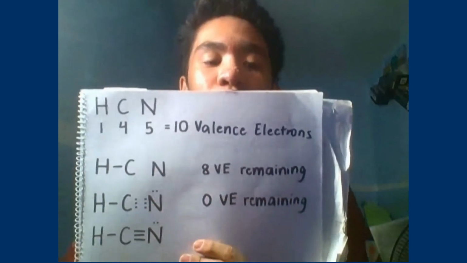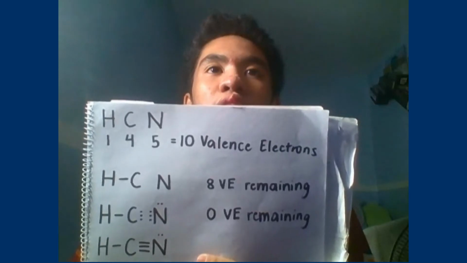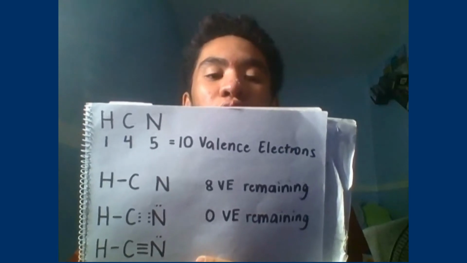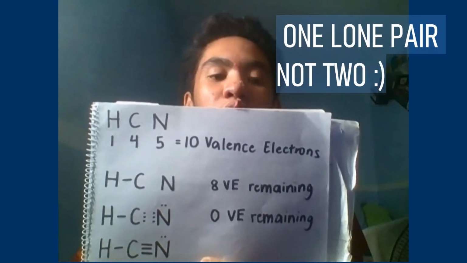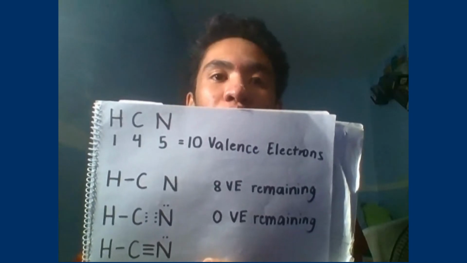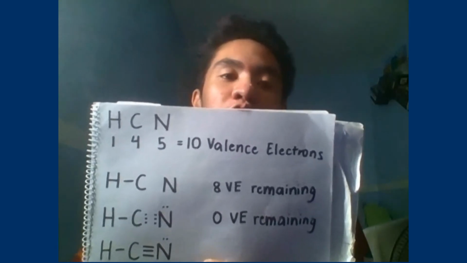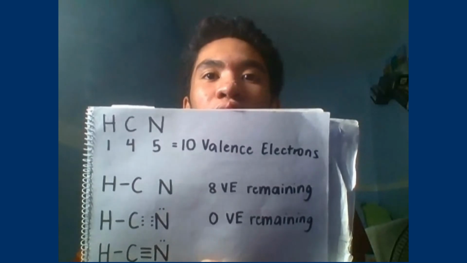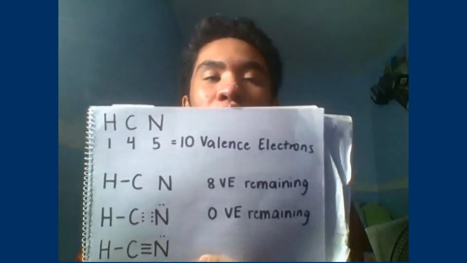So there. C and N have 3 horizontal lines in the middle, and then N only has 1 lone pair, which is the electron pair that is not bonded. And since we have no valence electrons remaining, that's our Lewis dot structure for HCN. Again, that's the Lewis dot structure of HCN.